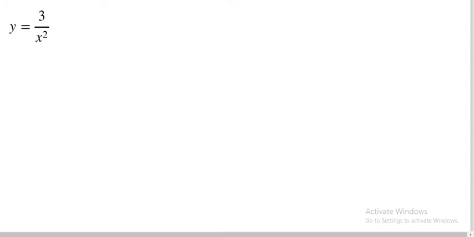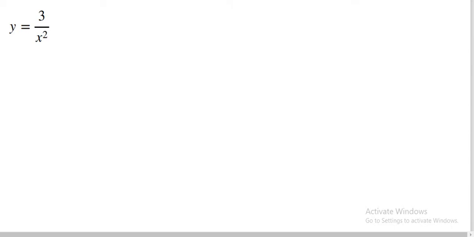Next question, y equal 3 over x to the power of 2. First, y is the subject and x is the variable. But do we have root? No. Do we have denominator? Yes. What to do with the denominator? We have the variable x in the denominator. What do we have to do? We'll write it as numerator.